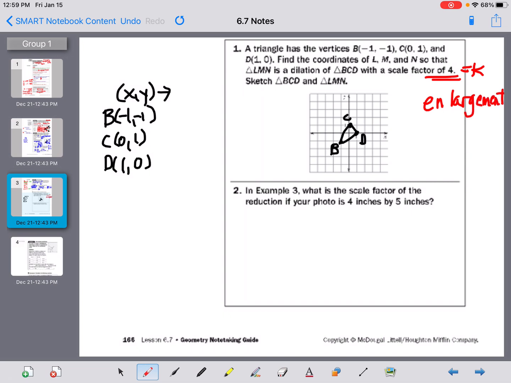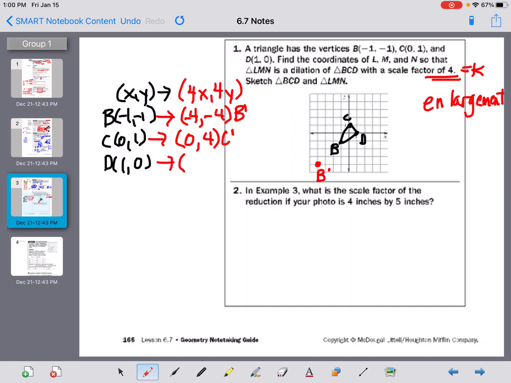Okay, that means I'm going to take 4 times my X, and I'm going to take 4 times my Y every time. So negative 1 times 4 is negative 4. Negative 1 times 4 is negative 4. That'll be my new B. Go to the graph. There's my new B. Okay, C. I take 0 times 4, it's still 0. 1 times 4, and I get 4. And I get C prime.